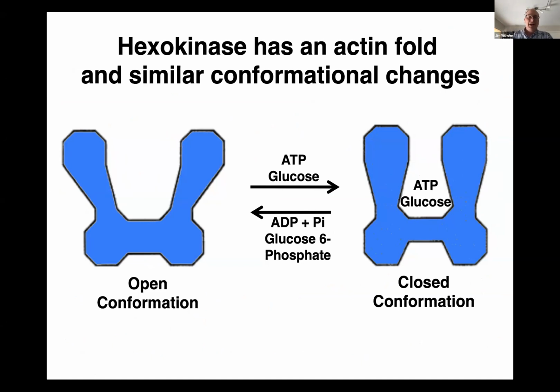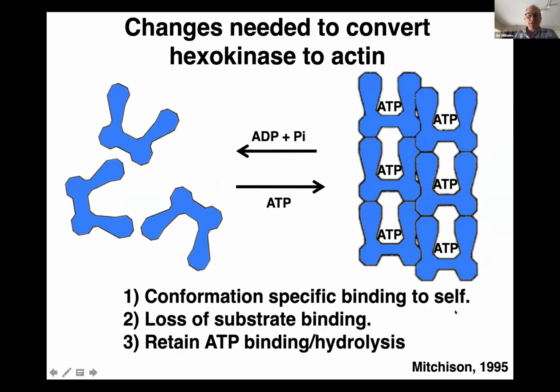This has a lot of similarities to the ATP hydrolysis cycle in actin. And it's long been hypothesized, going back to when these structures were first determined, that perhaps actin evolved from one of the sugar kinases. In order to do that, as the previous speaker noted, what you need is a conformation-specific binding to self. So you need the enzyme to undergo self-assembly when bound to its substrates, but then at some point in evolution lose perhaps the sugar binding, but retain the ATP binding and hydrolysis. So this has been a long-standing idea.